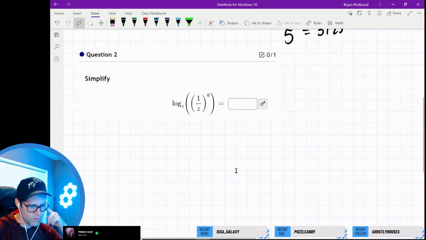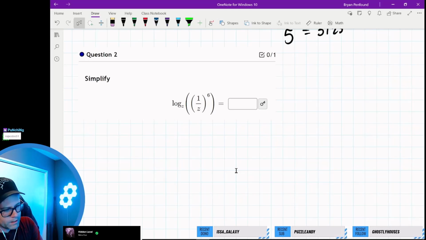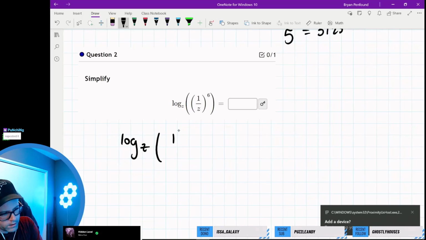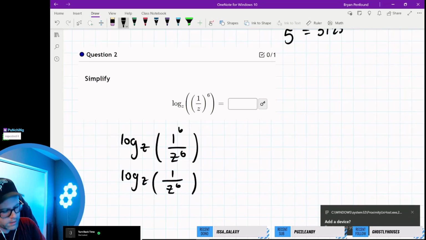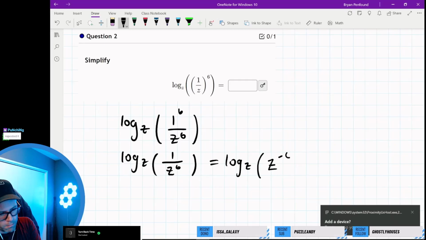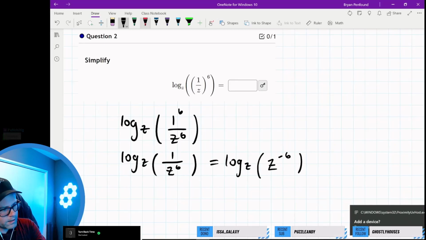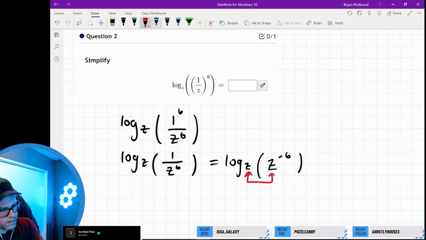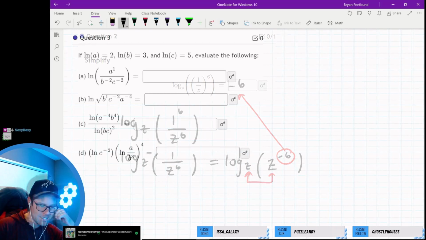Log z of 1 over z to the 6. So this is like log to some base of 1 to the 6 over z to the 6. 1 to the 6 is just 1, so this is really log z of 1 over z to the 6. So I suppose we could probably argue that this is log z to the minus 6. And since these two bases are equal, that means we can take the power, and the power is going to be our answer. So minus 6. Oh gosh.